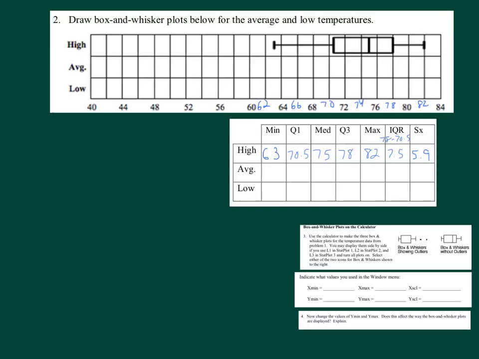Again, here are my values that I calculated by hand, and you'll notice that the first box plot is already drawn, but let's take a look at where this comes from. You have a minimum value of 63, and so what are we supposed to do? We're supposed to go right around where 63 is and make a mark. Then our quartile 1 is 70.5, so we go there and make a mark. Quartile 3 is 78, we go there and make a mark. Double back for my median at 75, I make a mark, and then my maximum is at 82, so I make a mark.